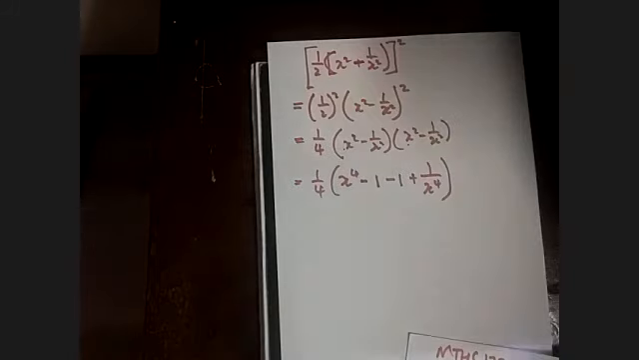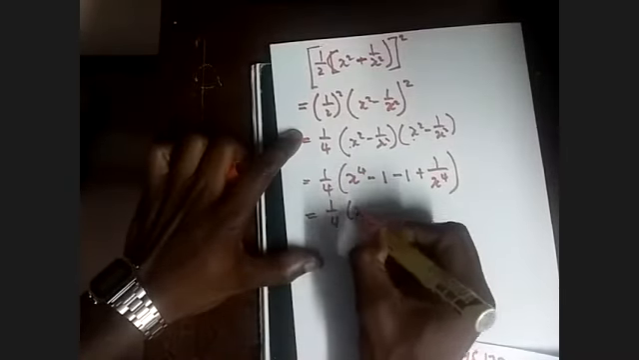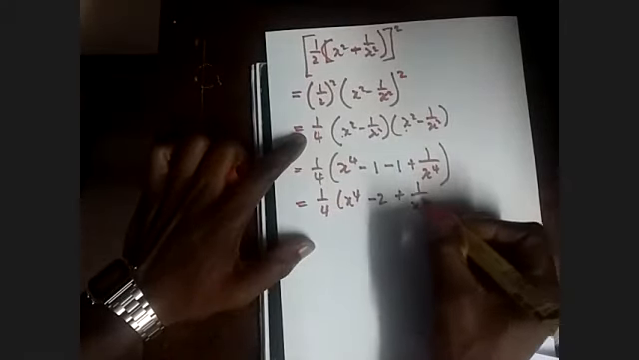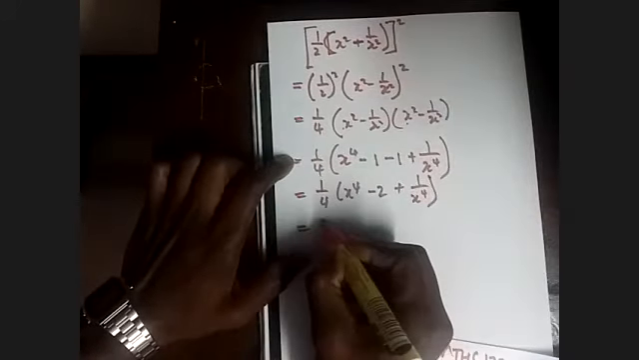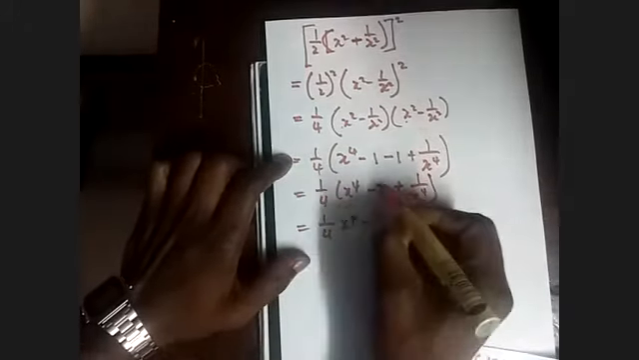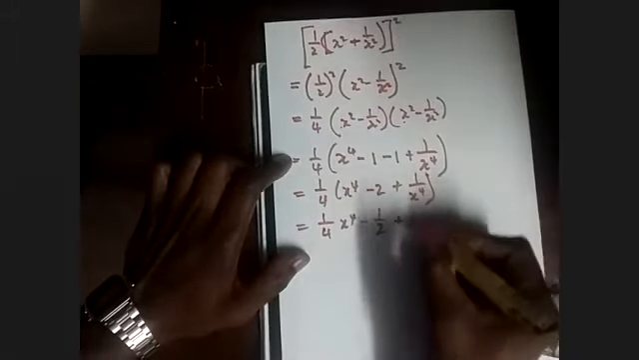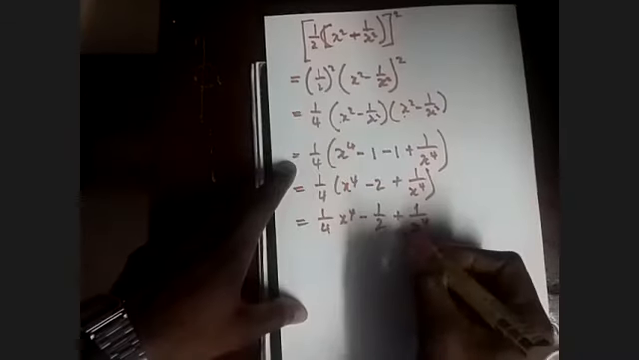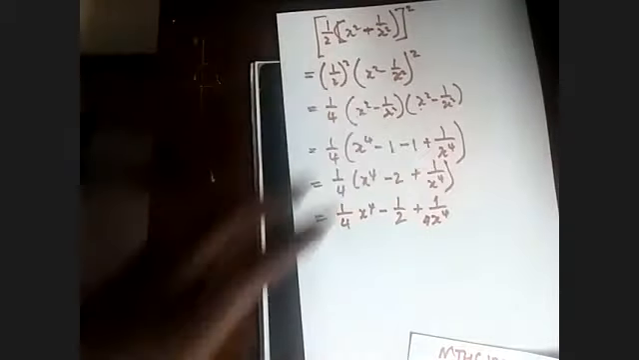So on this part, I'm going to have 1/4 times x to the power of 4 minus 2 plus 1 over x to the power of 4. Okay, we can multiply throughout by this, and we're gonna have 1 over 4 x to the power of 4. This times that is going to be -2 over 4, which is 1 over 2, plus 1 over 4x to the 4. Okay, so this is what we have for the part under the square root.